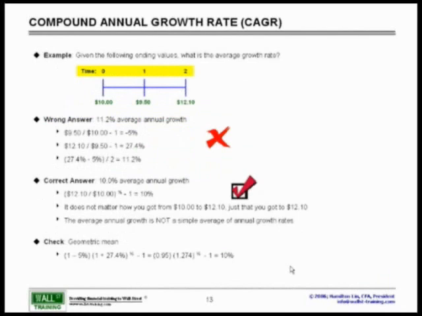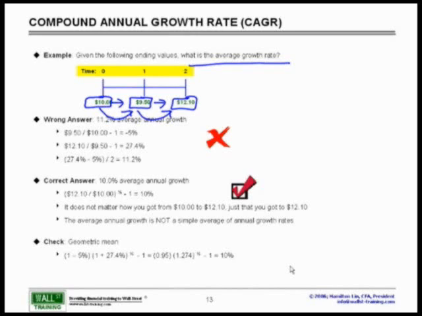So in this particular example here, what we'll see is, well, if I started with a $10 stock price and I went to $9.50 in time period 1 and then $12.10 in time period 2, the question posed to you is, what is the average growth rate? The wrong answer would be to do as follows. The wrong answer would be to calculate the intermediate percent change and then take the average.